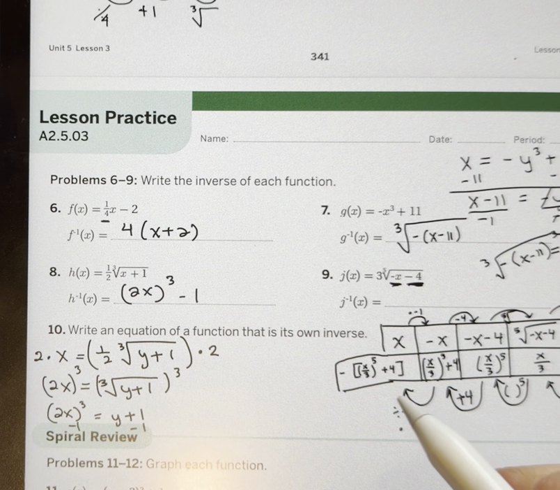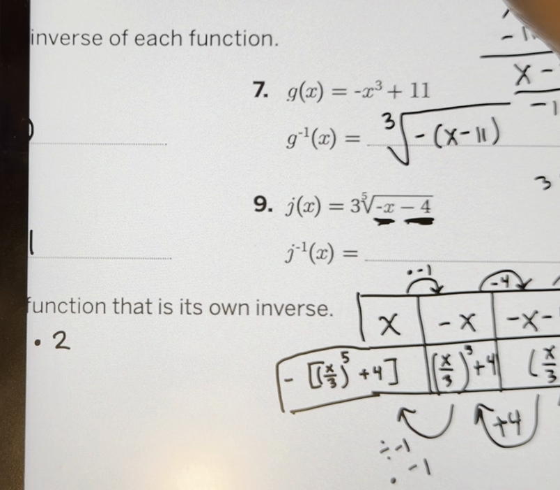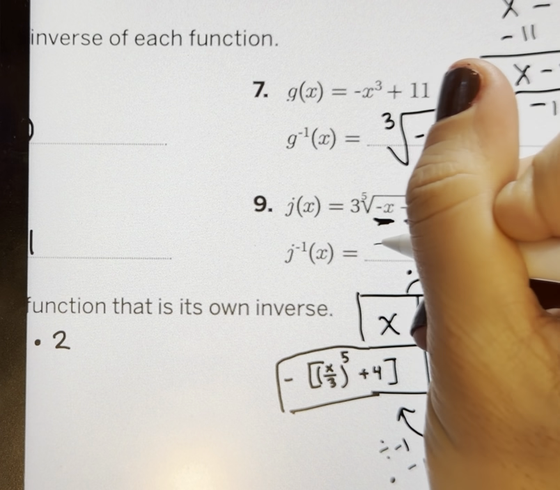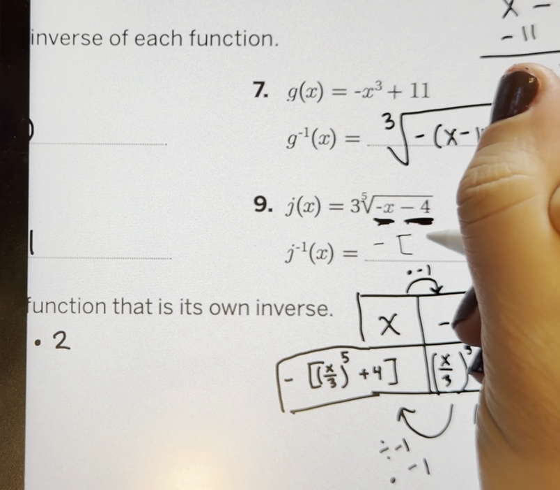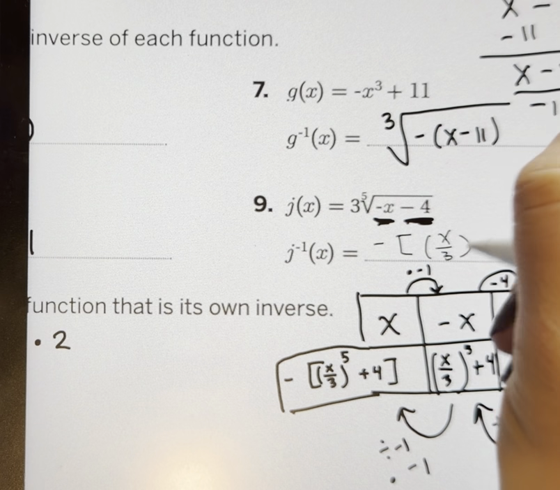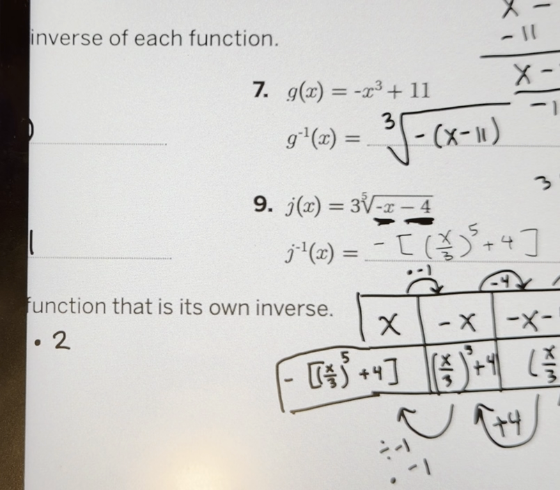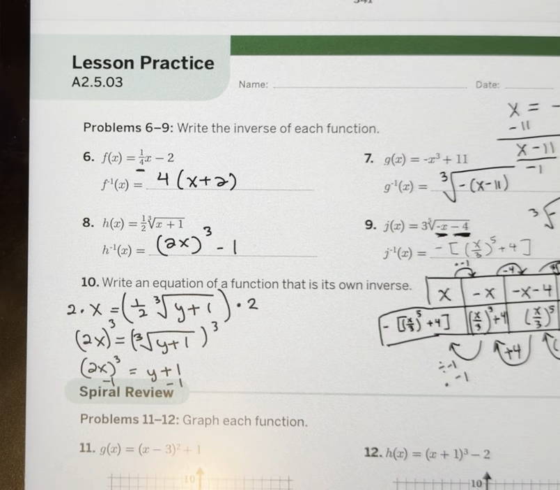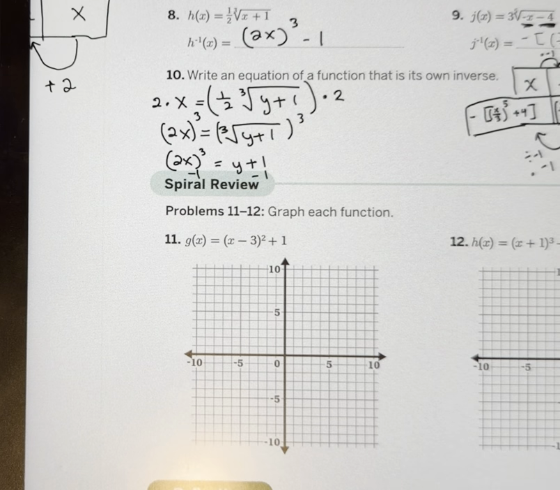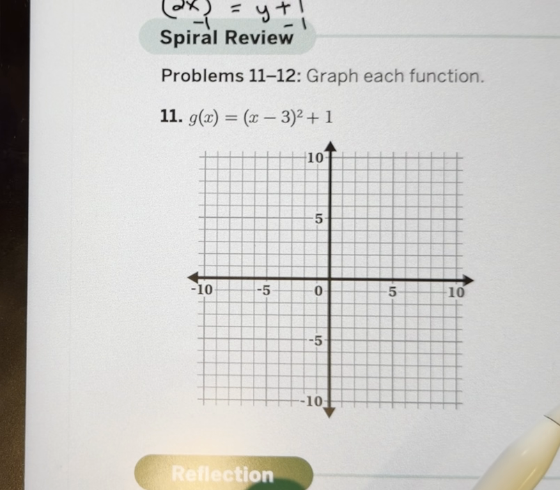Okay, that's the inverse. Oh, I forgot. This was so long, I forgot what I was even doing. So this is a negative x over 3 to the 5th plus 4. Close it up. That's it. That's the inverse of that one. All these answers should have been the same, regardless of what method you chose.